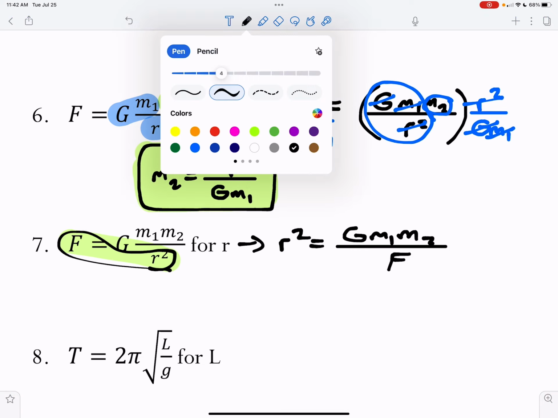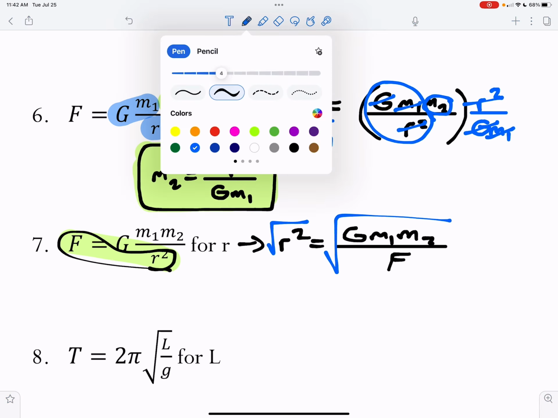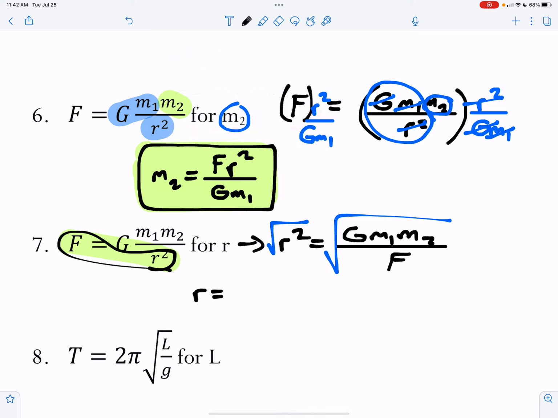One last step. Square root both sides. And we're done. R would equal the square root of G times m1 times m2 divided by F.